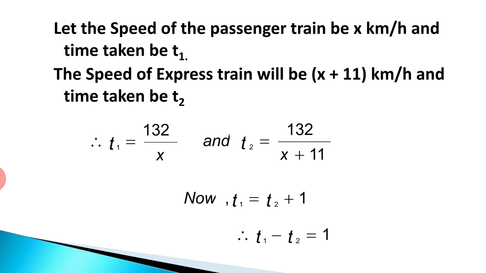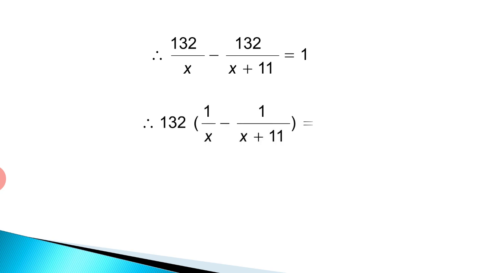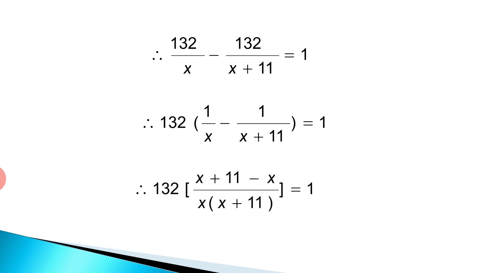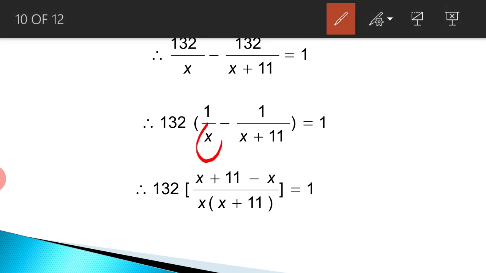Now we can write t1 minus t2 is equal to 1. That means, simply think, the difference of time is 1 hour. Now put the values of t1 and t2 here. So you get 132 upon x minus 132 upon x plus 11 is equal to 1. Now the rest of the thing is solving the equation. So take out 132 common and solve it. So x plus 11 minus x, and here as it is only x, I'm not using any bracket. So x plus 11 minus x upon x into x plus 11, that is equal to 1.